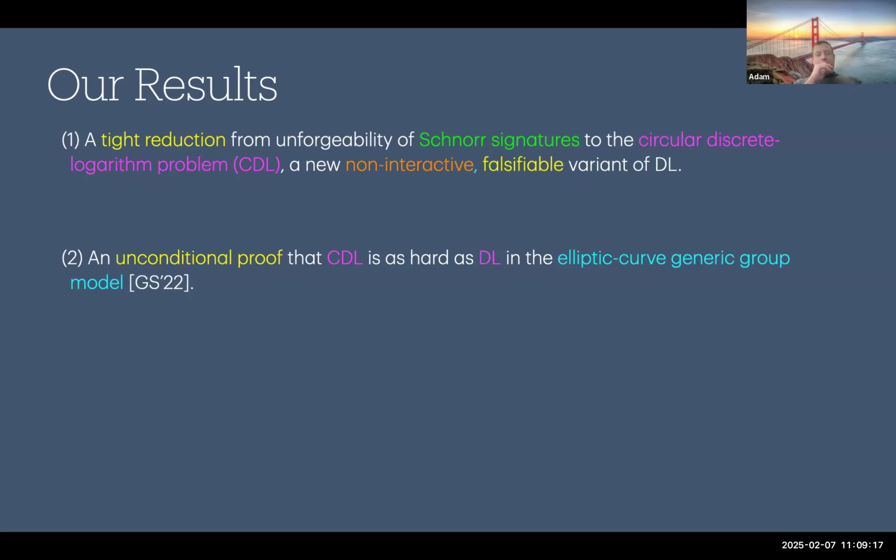And then we analyze our new assumption in some idealized models. So we give a proof that this circular discrete log is as hard as discrete log in what's called the elliptic curve generic group model.